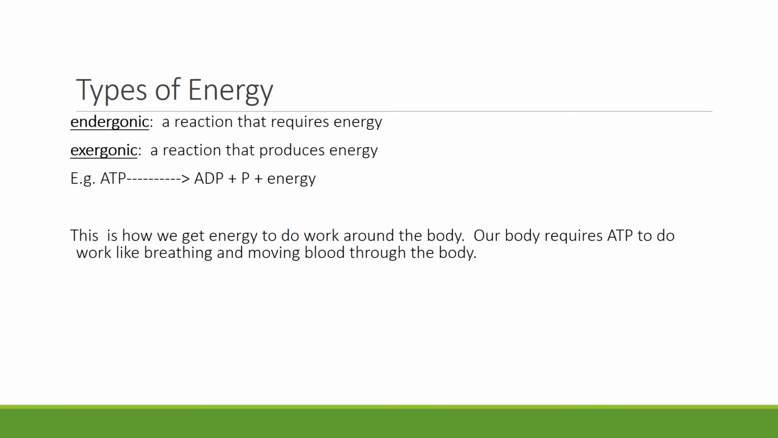If a reaction requires energy, it's said to be endergonic. If a reaction produces energy, it's said to be exergonic. And an example of an exergonic reaction is the breakdown of ATP into ADP plus phosphorus plus energy. Since energy is given off, this is an exergonic reaction. We break down ATP into ADP and phosphorus and energy so that we can do the work around the body that's necessary to keep our body functioning properly.